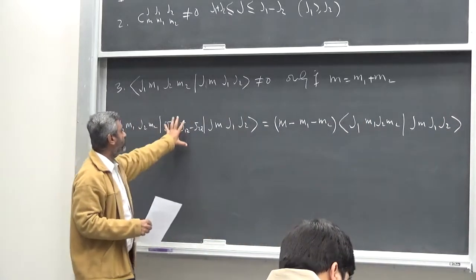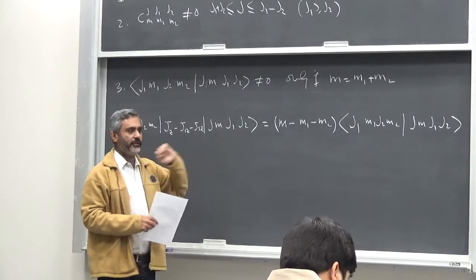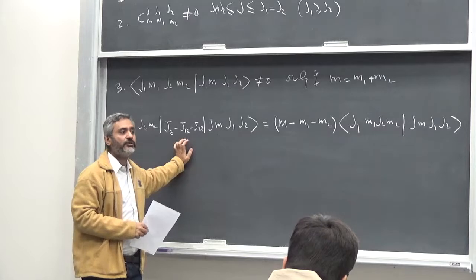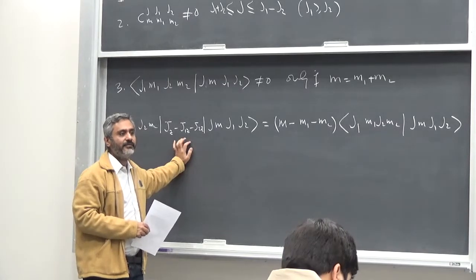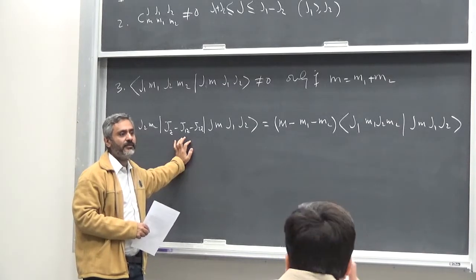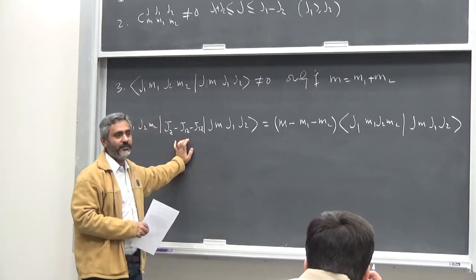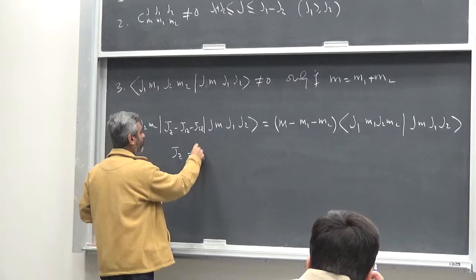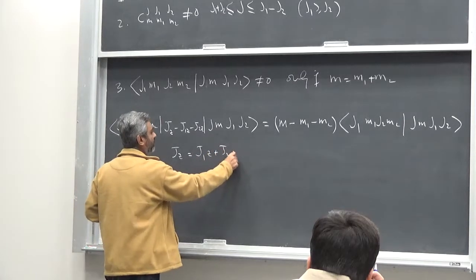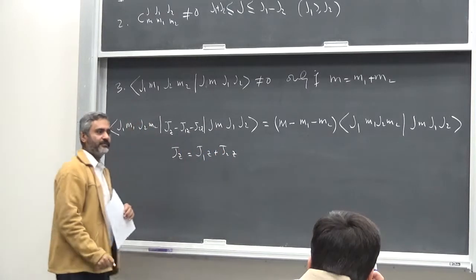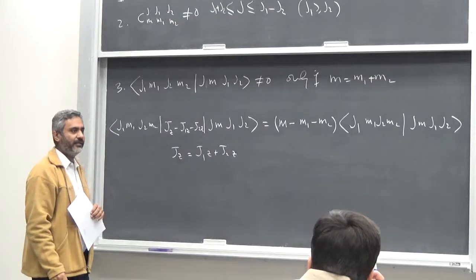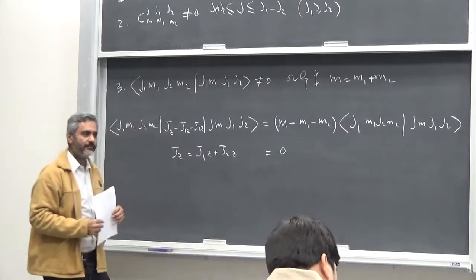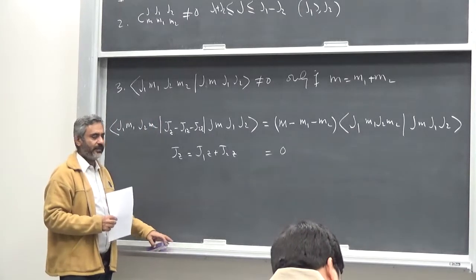But in principle, you could have given me the answer without doing this, by applying this on this. The answer should have been 0, because Jz is equal to J1z plus J2z. So this is the zero operator, right? So this thing is equal to 0. Does it make sense?